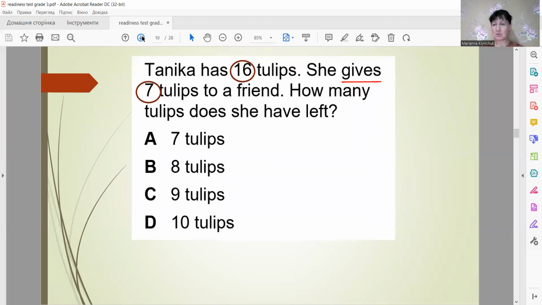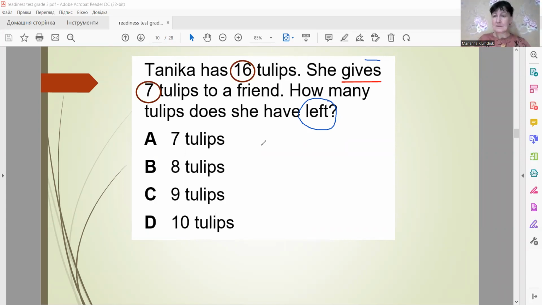Okay, next. This is also very, very easy. Tanika has 16 tulips, number 16. She gives 7 tulips to a friend, number 7. And again, I teach students, if you read the word gives, that means you give to someone, minus from you, minus, okay? So here, we write minus, gives 7 minus. Okay, how many tulips does she have left? This word left actually also indicates minus. I will send you a list of keywords to learn them and to practice them.